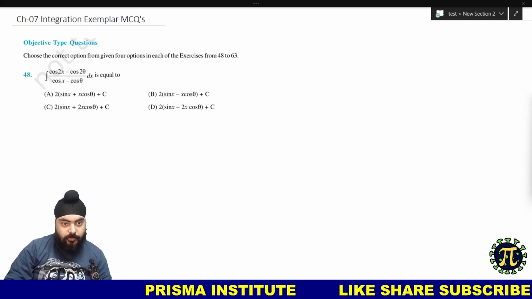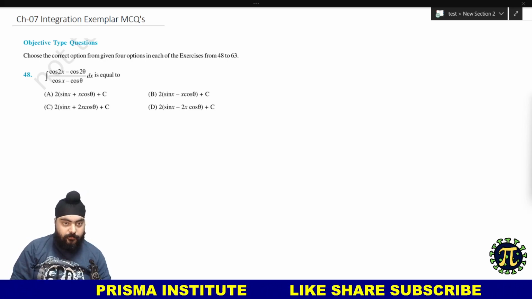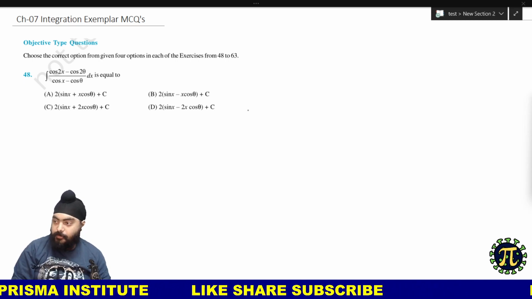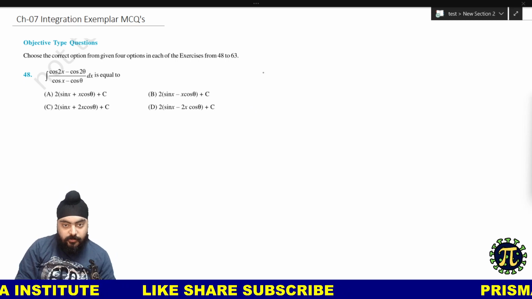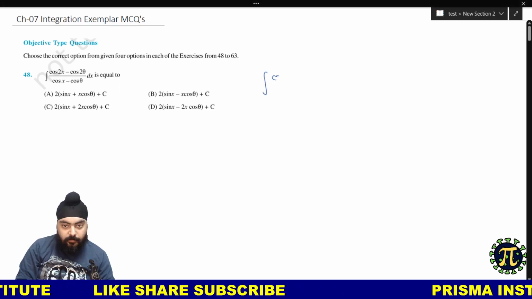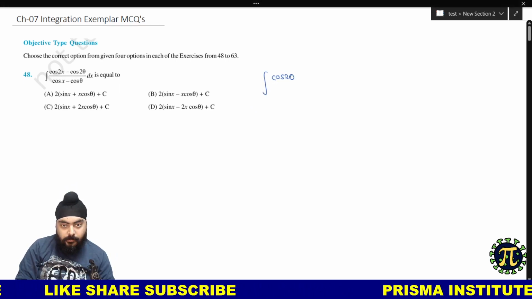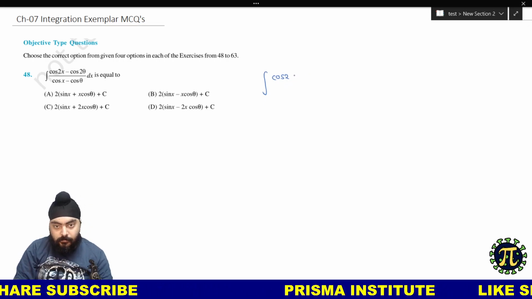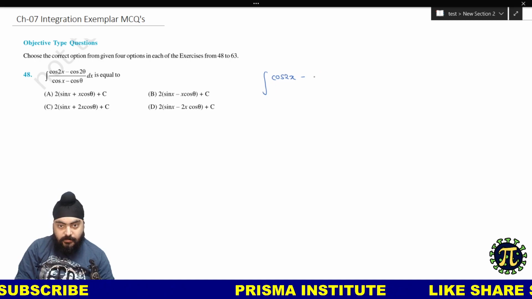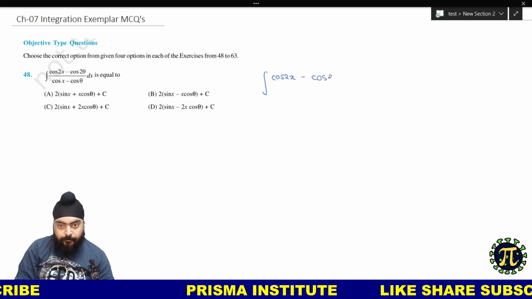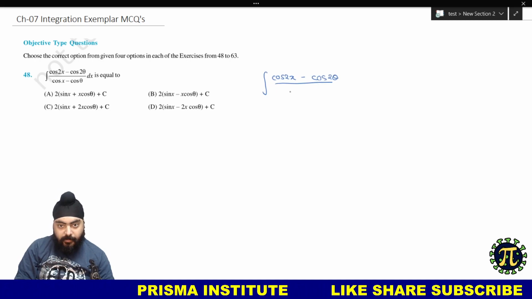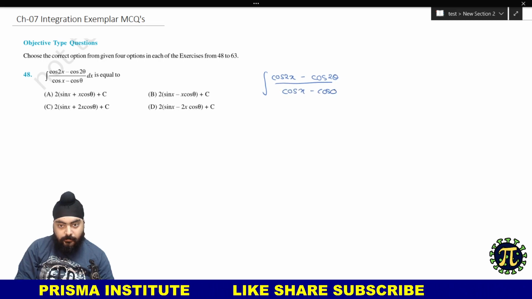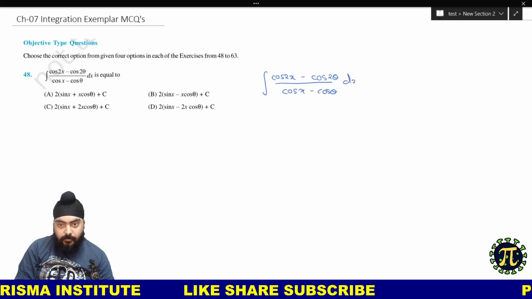Hello everyone. So in this lecture we will be doing MCQs from the exemplar of the chapter integration. So let's start with our first question. So in this question we are given this integral: cos 2x minus cos 2 theta, divided by cos x minus cos theta, into dx.